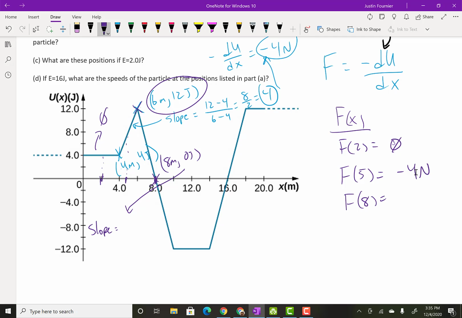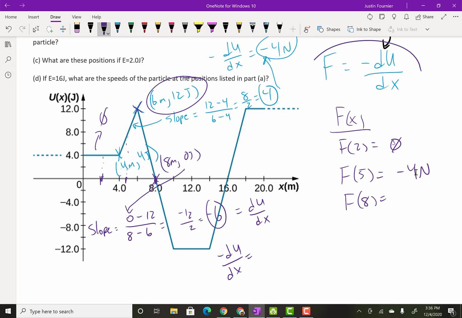And that's going to equal, let's see, 0 minus 12 divided by 8 minus 6. So that's going to be negative 12 over positive 2. So that's going to be negative 6. But again, this is the derivative. I want the negative derivative to get the force, because again, force is the negative derivative, so it's going to be 6 newtons.